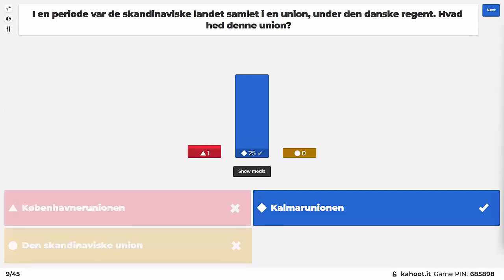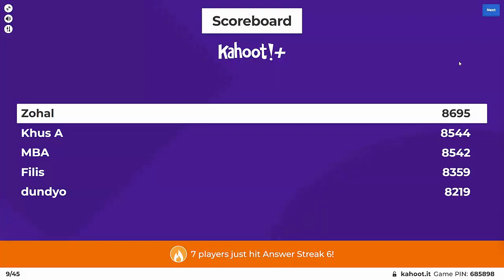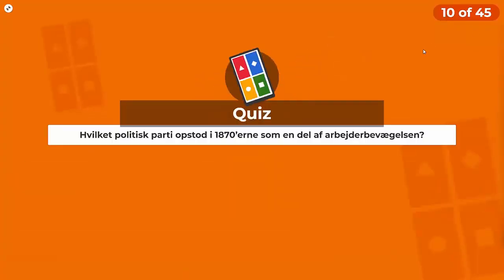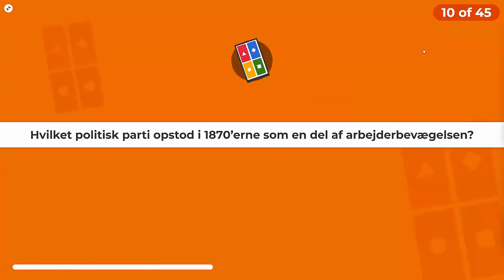Everyone should know this, well, except one person. Kalmar Union. We talked about this. We've spoken about this several times. Static top 5. 7 players just hit an answer streak of 6. All right, moving on to the next one. We're now at number 10.